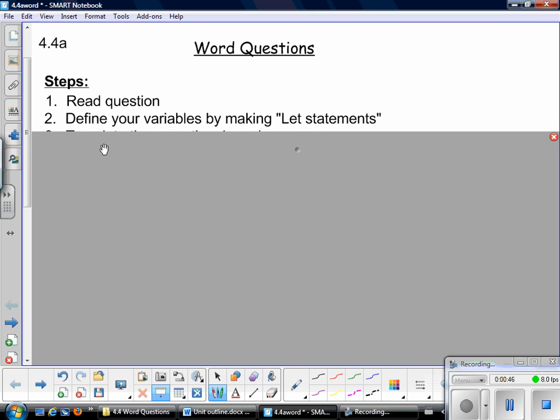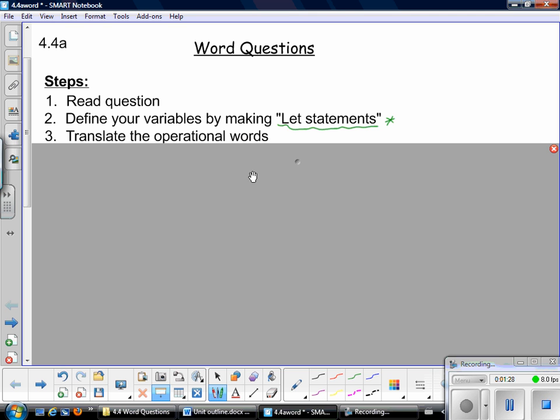Then we need to define our variables by making let statements. What's different here with the let statements is that instead of calling the variables x's and y's, we're going to choose letters that best represent what we're talking about in the question. So if we're talking about cost and products made, I would say let C represent cost. So it's not the same kind of let statements as we did in our first unit. And in some cases, we don't have to make let statements because the question has the let statement right in it.